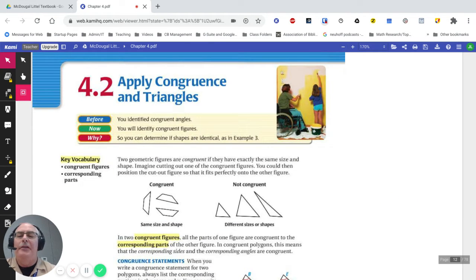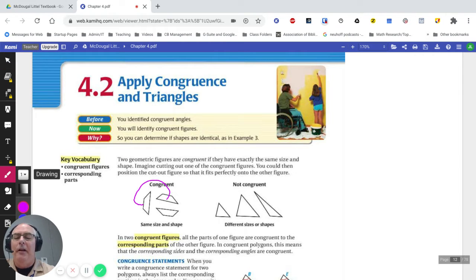Here in lesson 4.2, we're going to be looking at congruence and then, specifically, congruence of triangles. When we're talking about congruent figures or congruent shapes, that means if I were to take a shape and lay it on top of another one, they would exactly match up. And so for these three, they are the same shape and the same size. If I stacked one on top of the other, it would look like just one shape.